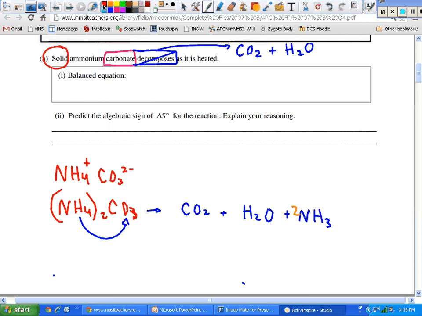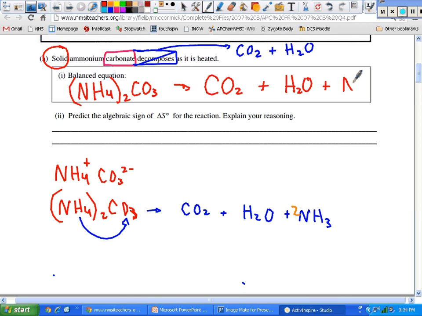So this is the answer. NH4, 2, CO3 goes to CO2 plus H2O plus NH3. Now, very good, thank you. And then come back in here and balance it.